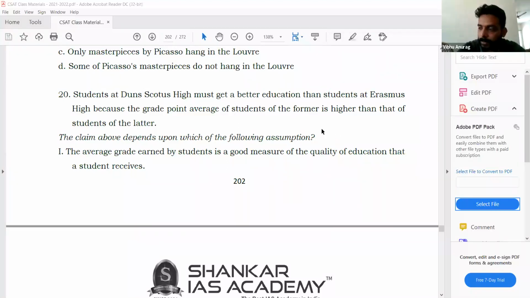Because if in one place marks are being given very easily and in another place marks are not being given easily, then you can't say that grading standards are roughly the same.